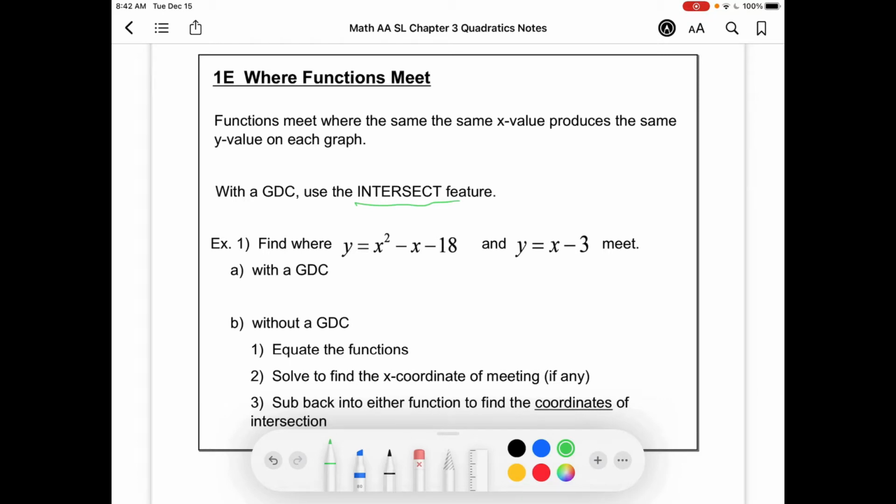So if we wanted to find where these two functions meet, let's look first at how we would do it with the GDC, because if it were paper 2, you wouldn't want to waste your time with analytic techniques. With the GDC, you use the intersect feature, which is second, calc, 5. And then it will ask you some questions. What's the first curve? What's the second curve? And what's your guess, where you think they meet? You need to press enter or equals for all three of those for it to actually calculate the point of intersection.